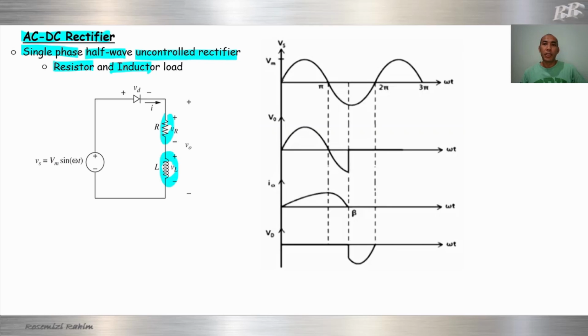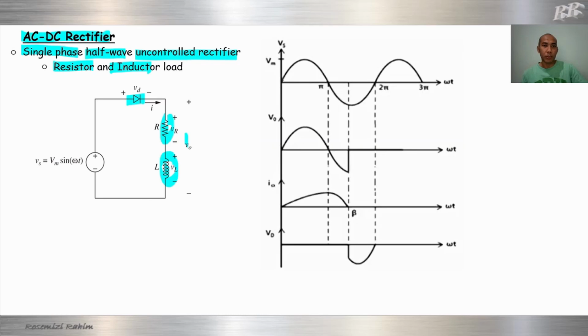The outcome of this video, hopefully, is that everyone can describe the waveform of each component: the waveform of the resistor, the waveform of the inductor, and also the waveform of the diode. The second outcome is that we will derive the important equation parameters of the rectifier, especially V out.